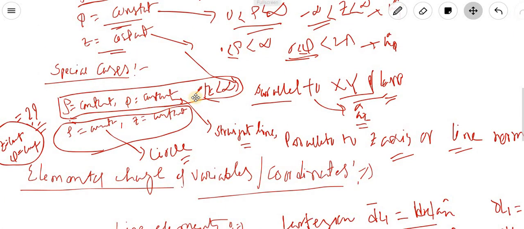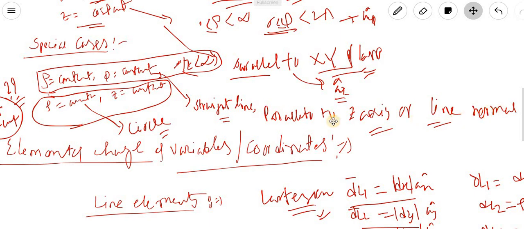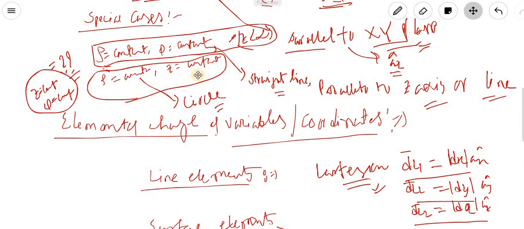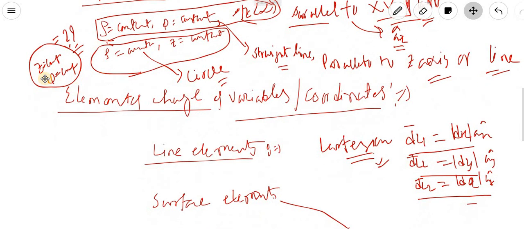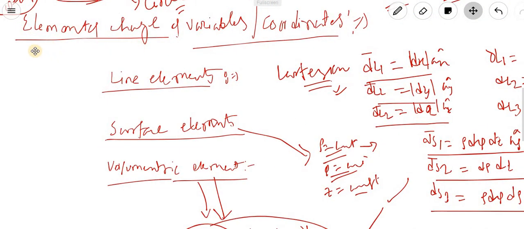Some special cases: if rho and phi are constant and z is varying, we get a straight line parallel to the z axis, or normal to the xy plane. If rho is constant and z is constant, and phi is varying, then obviously we get a circle. And for z constant and phi constant, what will we get? That I have also given to you as a task.